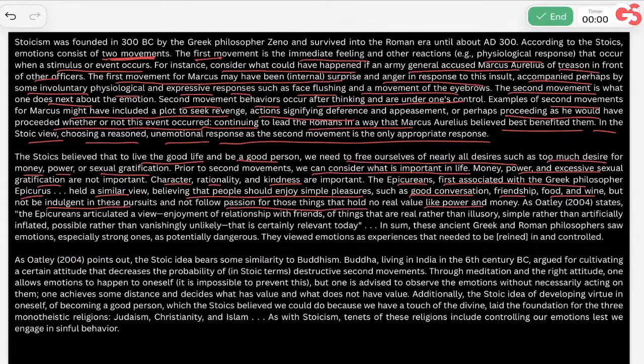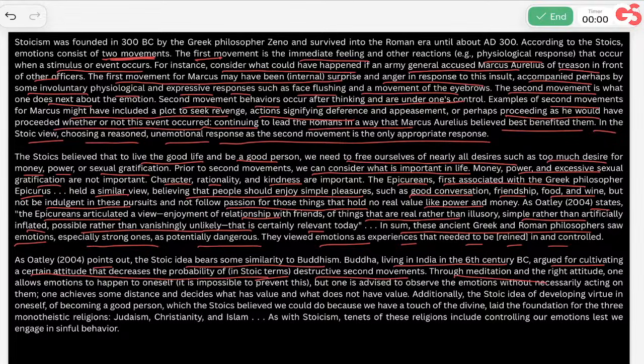As Oatley states, the Epicureans articulated a view: enjoyment of relationship with friends, of things that are real rather than illusory, simple rather than artificially inflated, possible rather than vanishingly unlikely, that is certainly relevant today. In sum, these ancient Greek and Roman philosophers saw emotions, especially strong ones, as potentially dangerous. They viewed emotions as experiences that needed to be reined in and controlled. As Oatley points out, the Stoic idea bears some similarity to Buddhism. Buddha, living in India in the 6th century BC, argued for cultivating a certain attitude that decreases the probability of, in Stoic terms, destructive second movements.